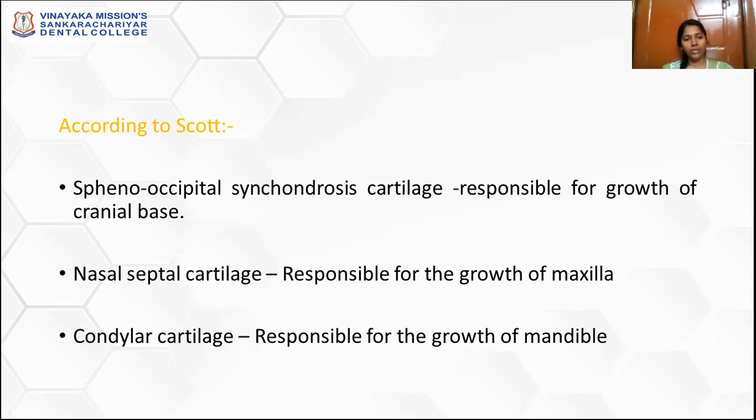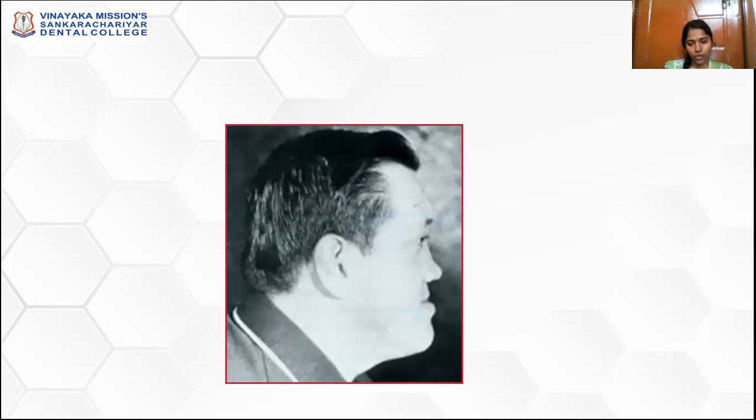According to Scott, there is a middle cranial fossa where there is a cranial base. In the cranial base, we have a spheno-occipital synchondrosis that is responsible for the growth of the cranial base. Likewise, the nasal septal cartilage is responsible for the growth of the maxilla, and the condylar cartilages are responsible for the growth of the mandible. So for the mandible, we have a cartilage. For the maxillary region, the midface, we have a cartilage. And for the cranial base, we have a cartilage. So cartilages play an important role.